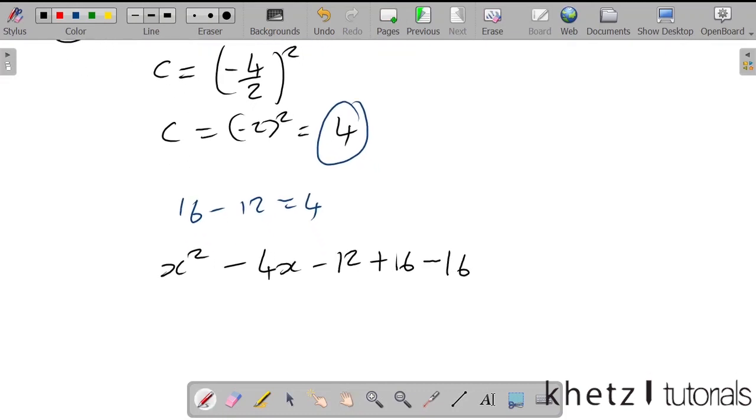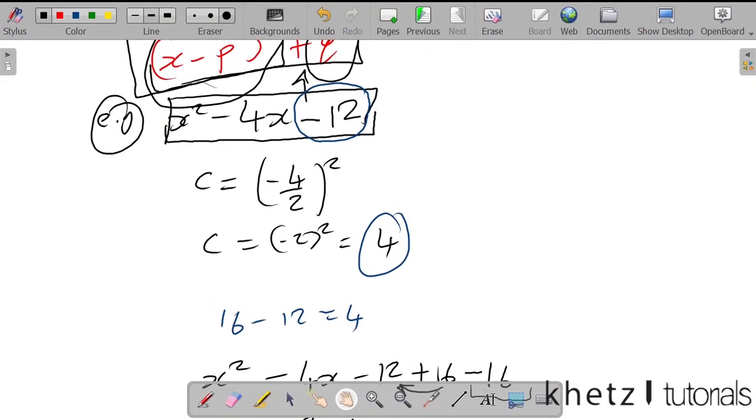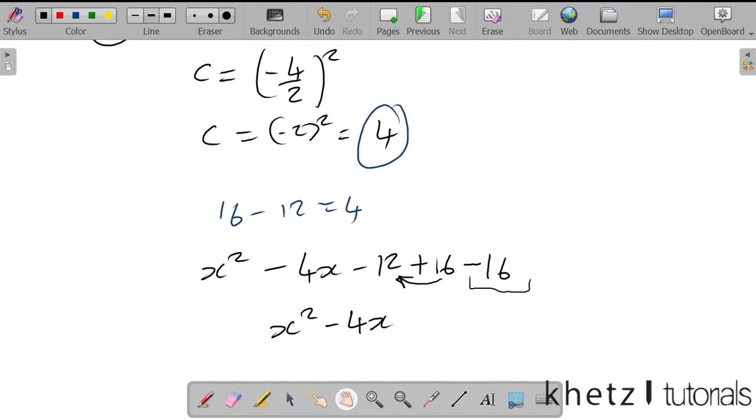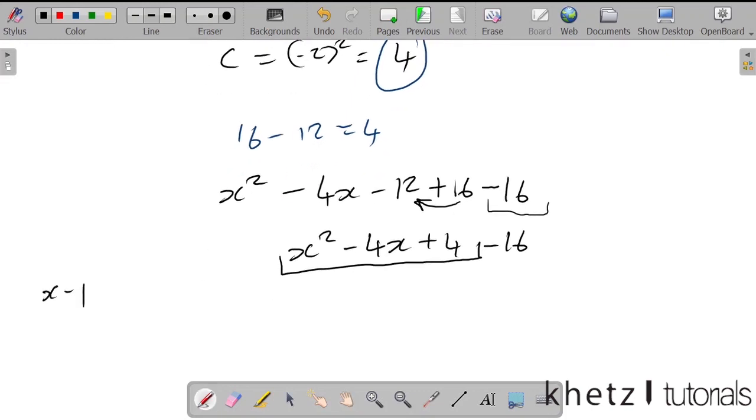So now we're going to group this so that we have a square. So 16 subtract 12. We're going to leave this -16 out for now, because we want to focus on making a square. Now, to make a square for this one, we found out that our c has to be 4. So let's satisfy that part of making a square. So x squared subtract 4x, and then we're going to have plus 4 and then subtract 16. So this part forms a square, which is part of the form x subtract p squared plus q.